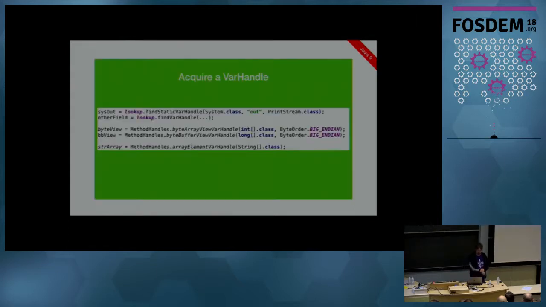What does this look like in code? So here we're going to use our system out again. So we get our static var handle, and then we can do our accesses against that. Here's our byte array view var handle, long method name. But we can basically take a byte array and make it look like it's an int or a long. So we can walk it with 32-bit or 64-bit stride rather than walking it in 8-bit chunks. And then being able to access the array elements there, also, again, something from the var handle stuff.